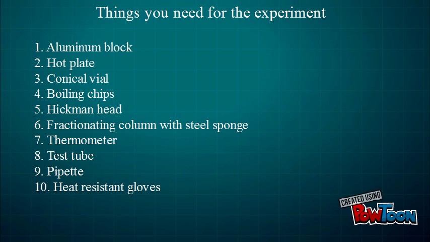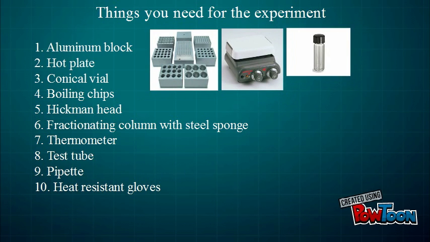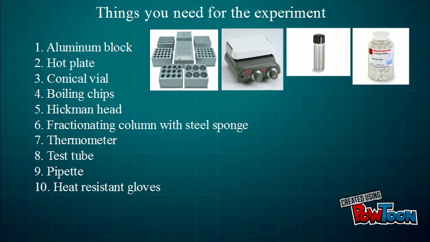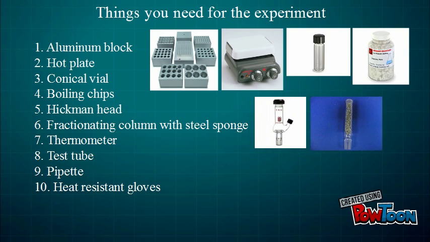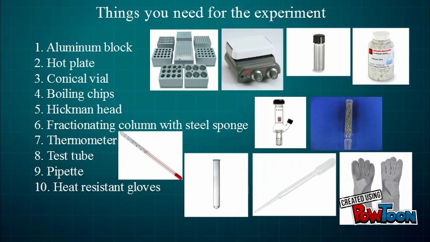Here are some things you need to perform a distillation. You need an aluminum block, a hot plate, a conical vial, boiling chips, a Hickman head, a fractionating column with a steel sponge, a thermometer, a test tube, a pipette, and heat-resistant gloves.